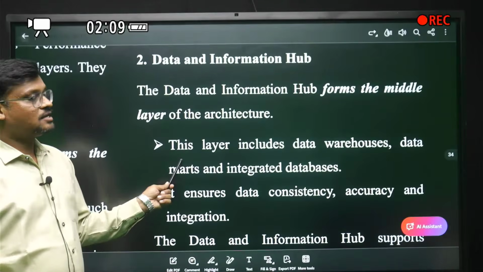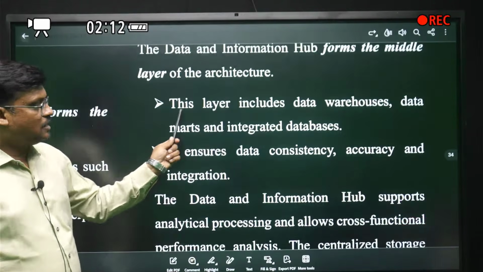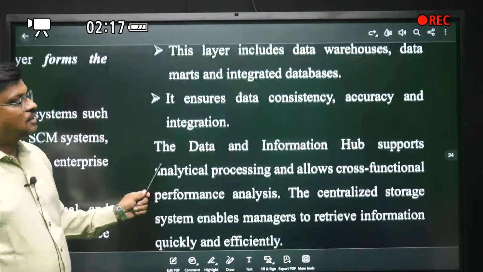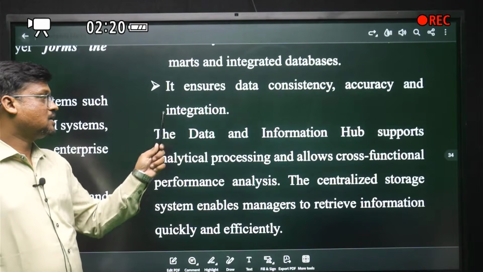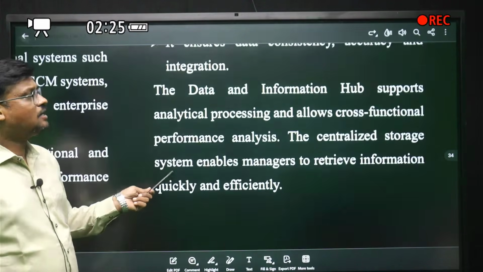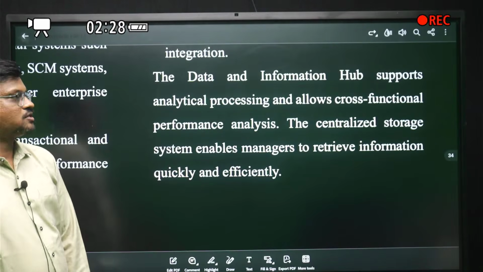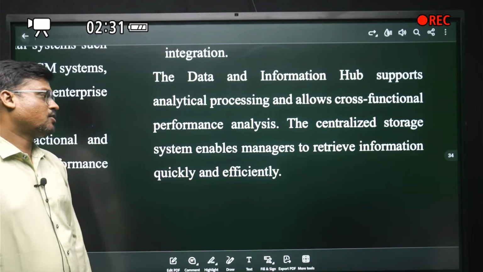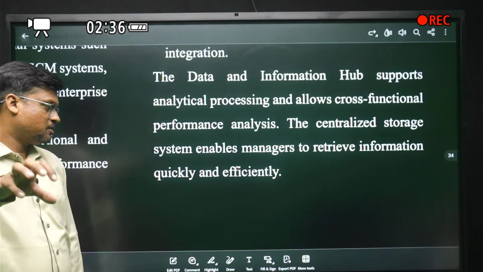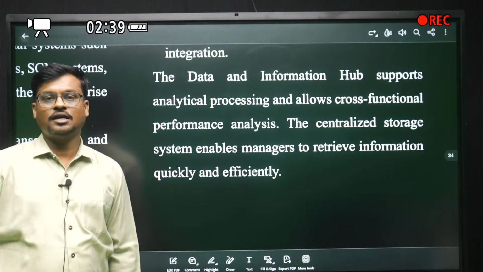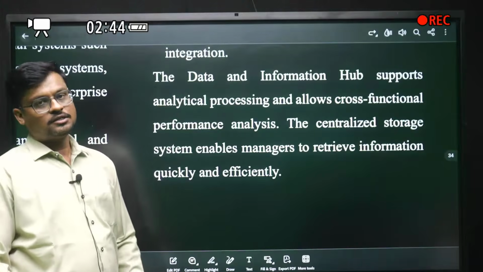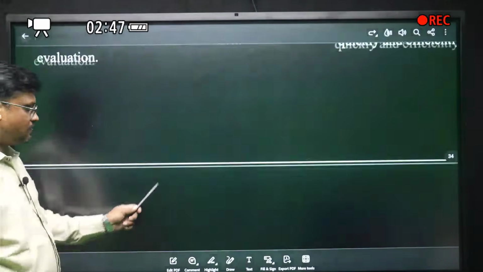The second layer is the data and information hub. This layer includes data warehouses, data marts, and integrated databases. Right? It ensures the consistency, accuracy, and integration of the data from the first layer. The data and information hub supports analytical processing and allows cross-functional performance. The centralized storage system enables managers to retrieve information quickly and efficiently based upon the requirement. Any condition you can apply, and you'll be able to extract the information based upon your requirement. That is your information hub.